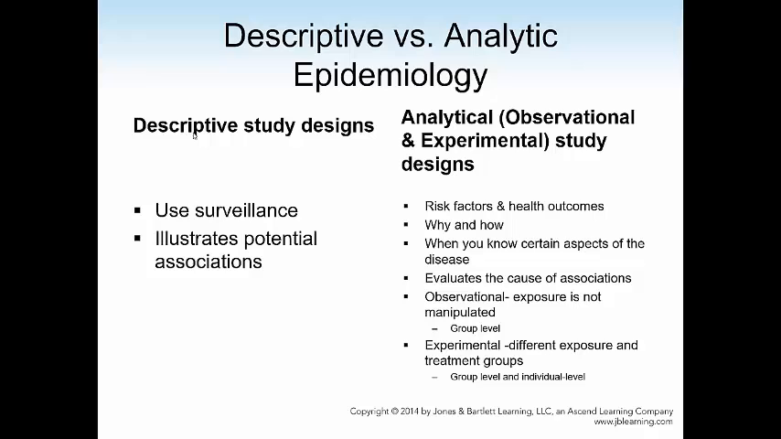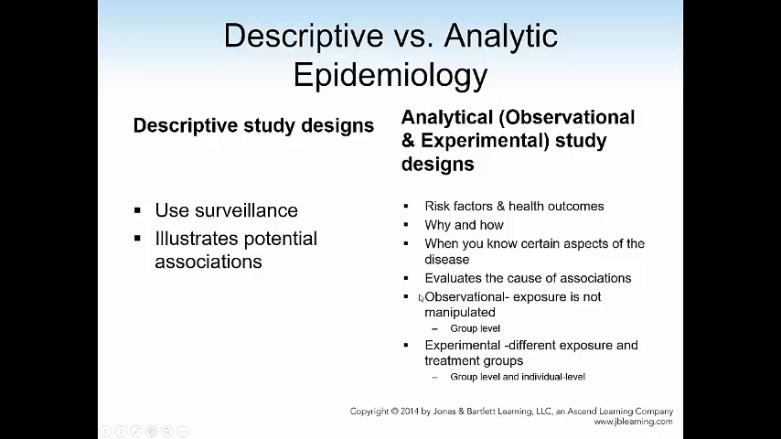Within the analytical epidemiological study design, we have observational and experimental study design. So within analytical, you have these two others. Both observational and experimental analytical study designs look at risk factors and health outcomes. Basically, it's why and how, because we've already ascertained several aspects of the disease. We already pretty much know a lot about it. We're evaluating the cause of the associations.